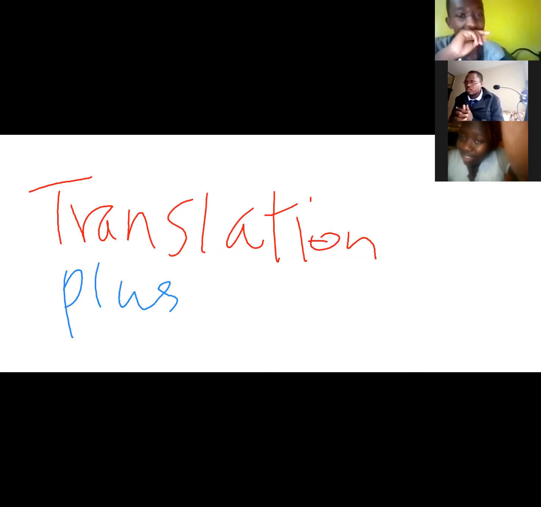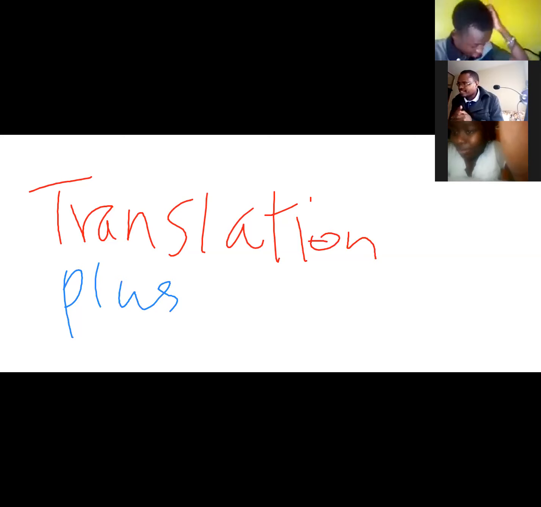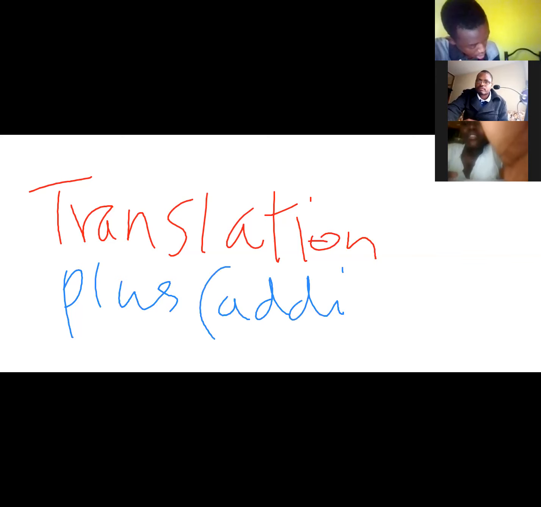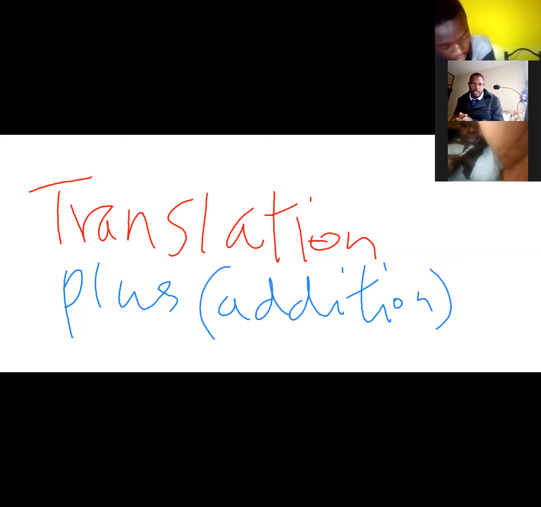Ruth, what do you understand by the term translation? It is the image minus the object. Minus? No, it is not minus. When we are doing translation, we normally do addition. And that is what maybe we are going to discuss. We will see how we can translate an object to get an image when we are given a certain vector. Is it okay? Yes.